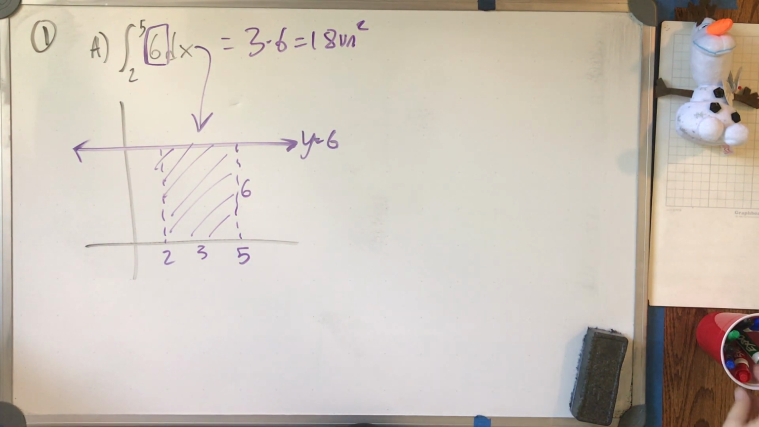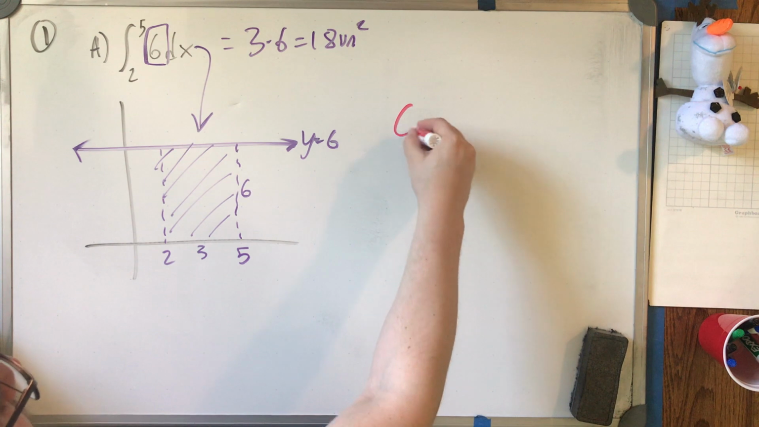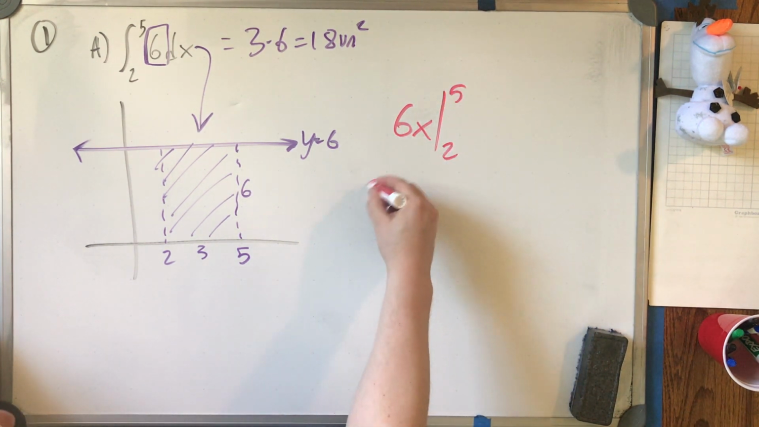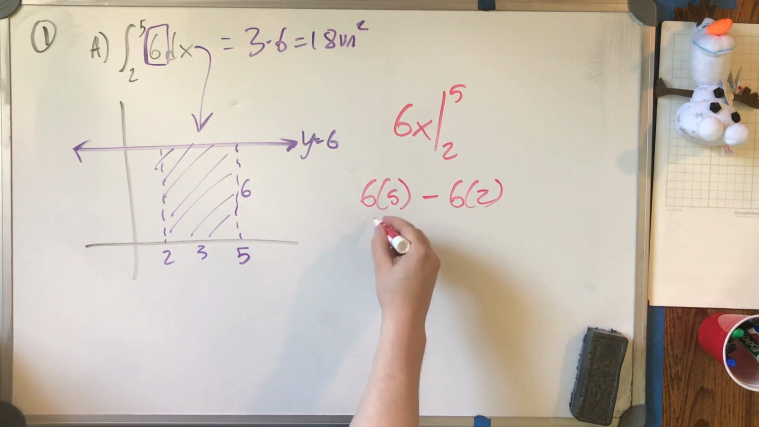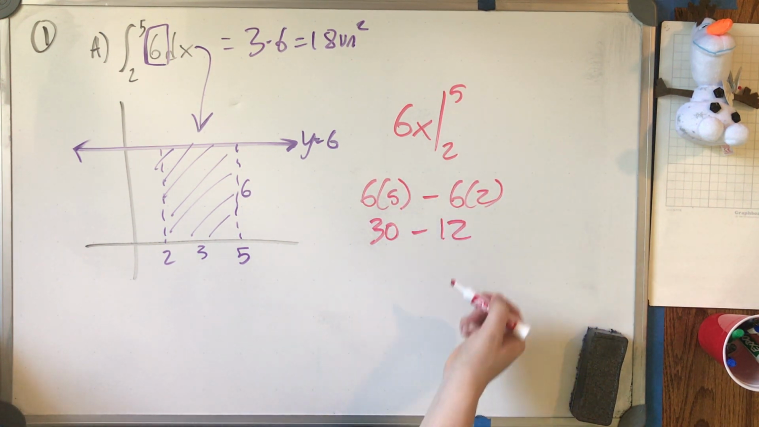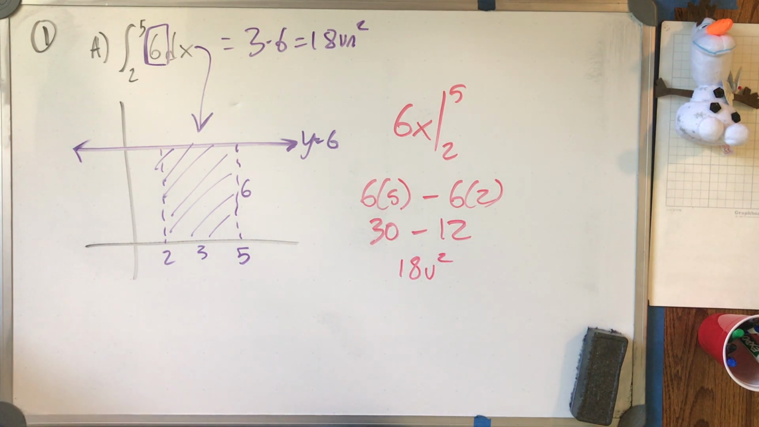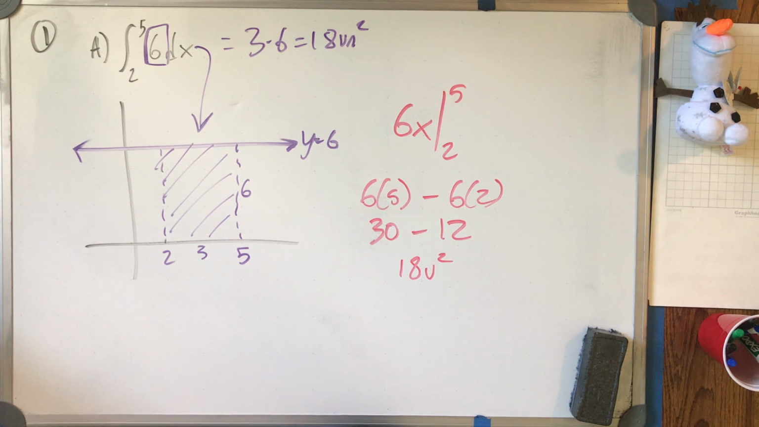Now if I answer the same exact question using calculus, I need to take the antiderivative of 6, so that's going to become 6x, and then I'm just going to evaluate that from 2 to 5. So I'm going to have 6 times 5 minus 6 times 2. So that is 30 minus 12, which I'm pretty sure is 18 units squared. So whether we use geometry or calculus, we get the same answer. Significantly easier to just use calculus, especially if we have something more complex than just 6.